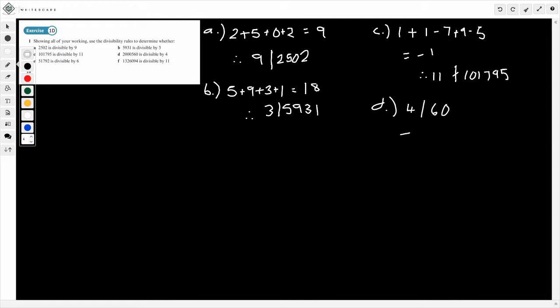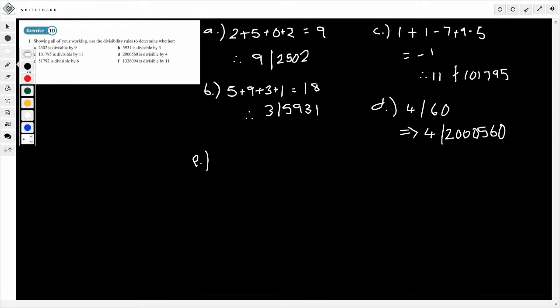So this implies 4 divides this number we've got here. So 2, 0, 0, 5, 6, 0. And that's divisible by 4, so it's quite a quick one. Just check the last two digits. If they're divisible by 4, then your number is divisible by 4 as well. E, what have we got for E?